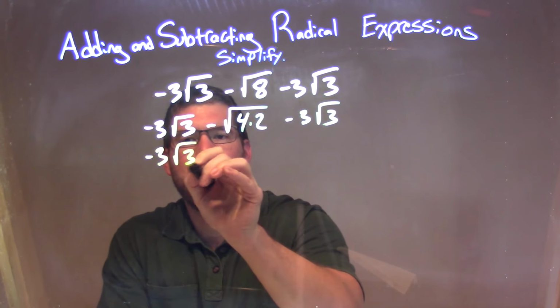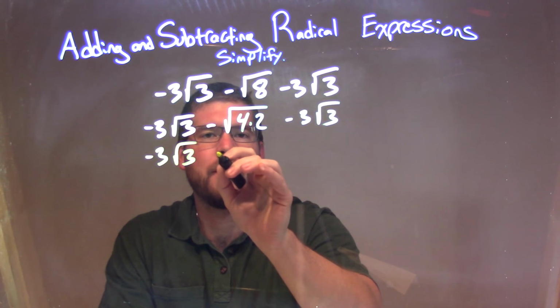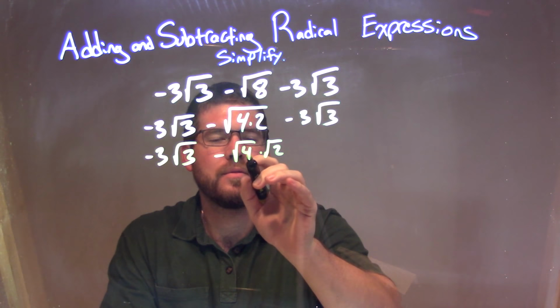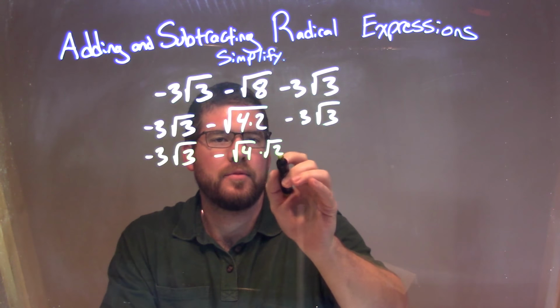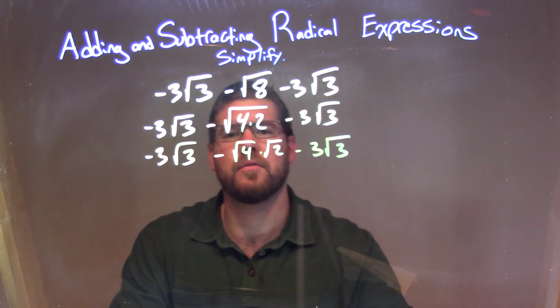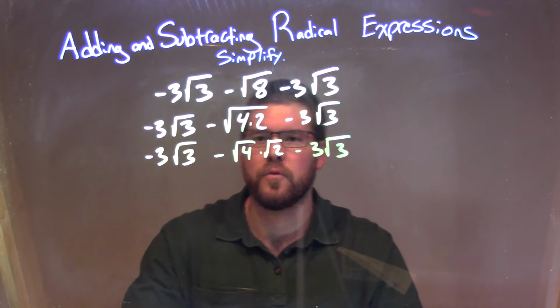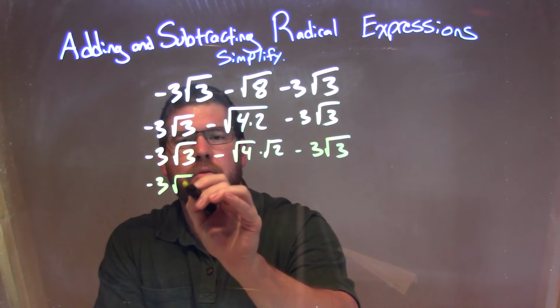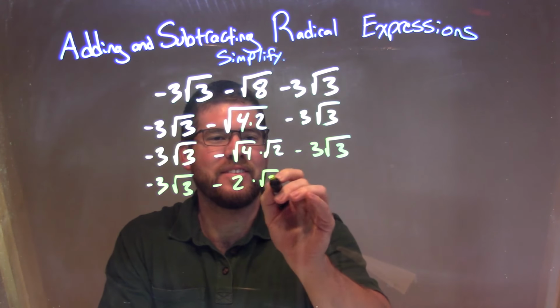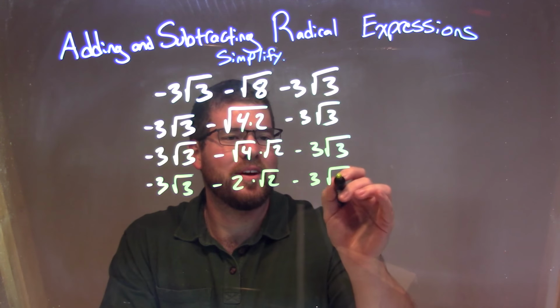Negative 3 times square root of 3 minus. And I can break this apart to be two different square roots. Negative square root of 4 times square root of 2. And then minus 3 square root of 3 is just all by itself. So now let's simplify. Square root of 4 is just a 2. So here's -3 square root of 3 minus 2 times the square root of 2 minus 3 square root of 3.